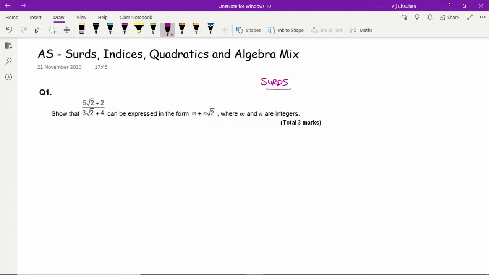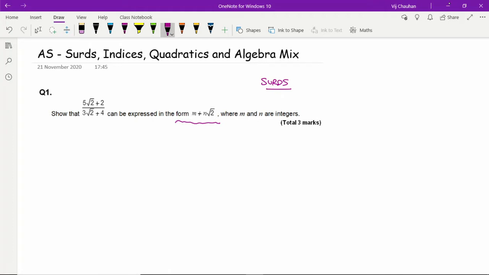So this question says, show that 5 root 2 plus 2 over 3 root 2 plus 4 can be expressed in the form of m plus n root 2, where m and n are integers. So for me, this question rings alarm bells. We know it's going to be surds, so it's either going to be simplifying or rationalising. Now this one is definitely going to be rationalising, because the form that they are wanting is where we haven't got any fractions. So we're going to eliminate that fraction, particularly the denominator anyway.